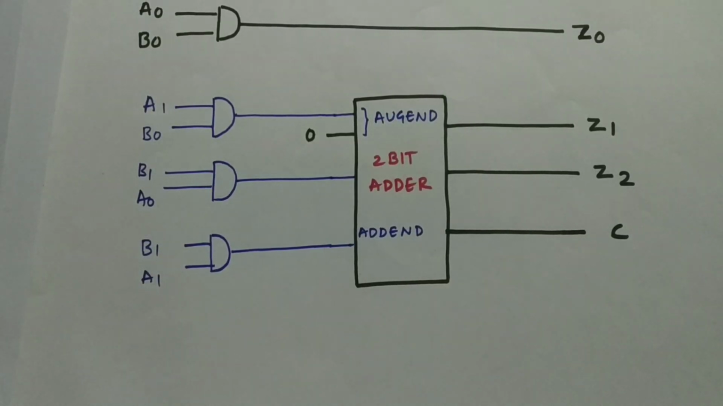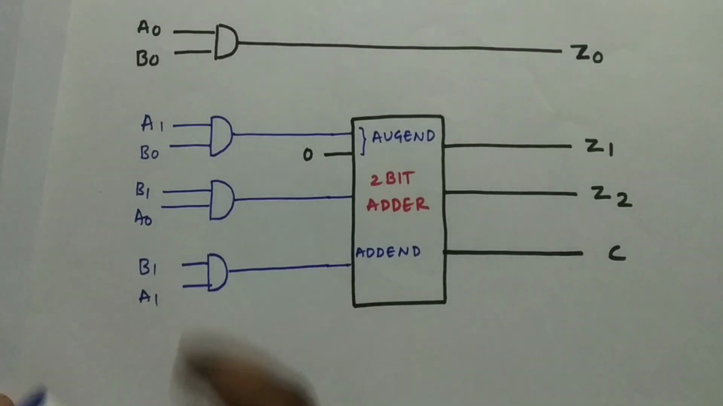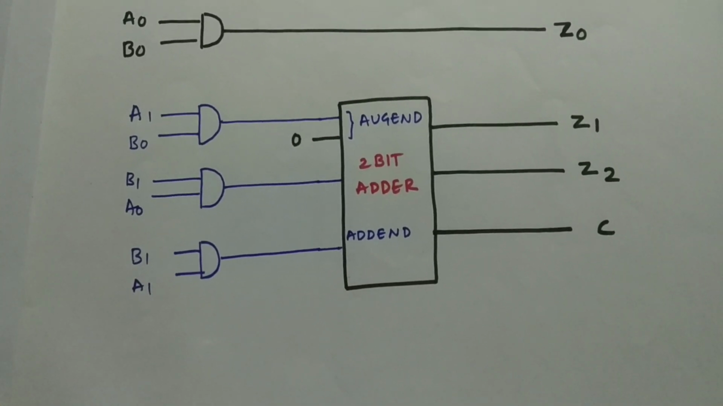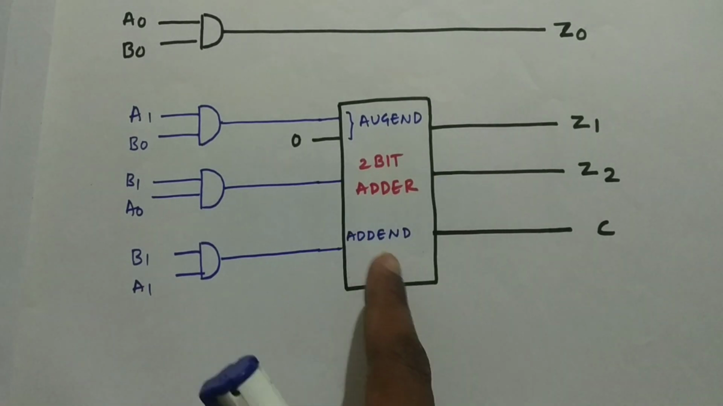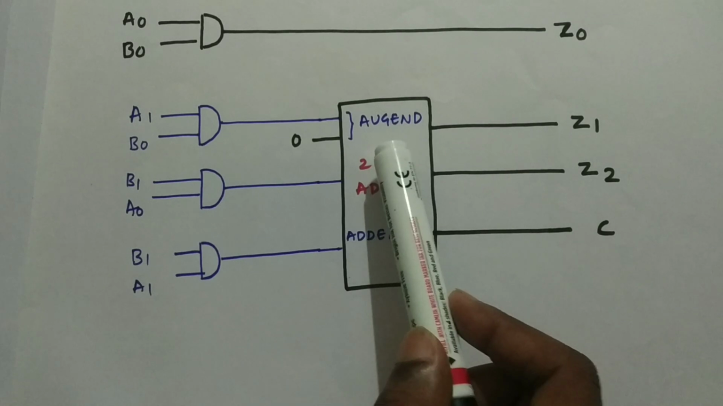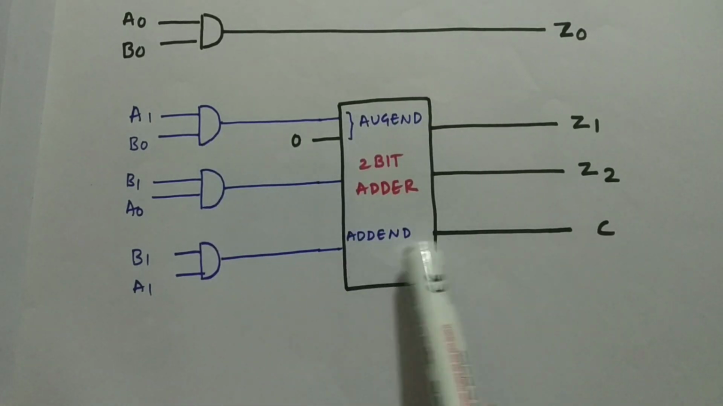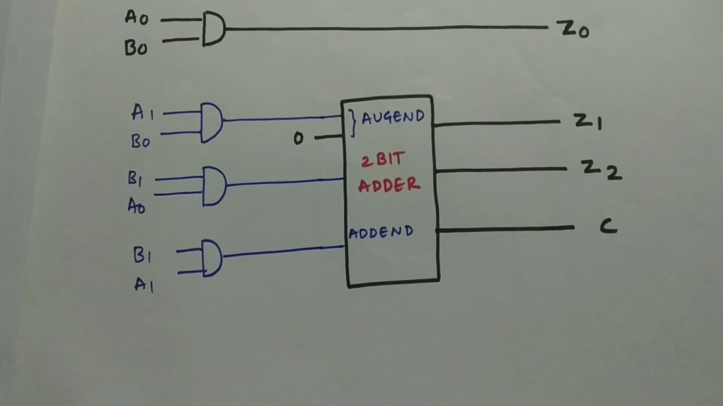As you can see, we require AND gates for our partial products, that is A0, B0, A1, B0 and B1, A0 and B1, A1. So these are the partial products. As you can see, we need a 2-bit adder, and we got our augend and addend terms. I don't know how to pronounce it, it might be wrong, no problem.